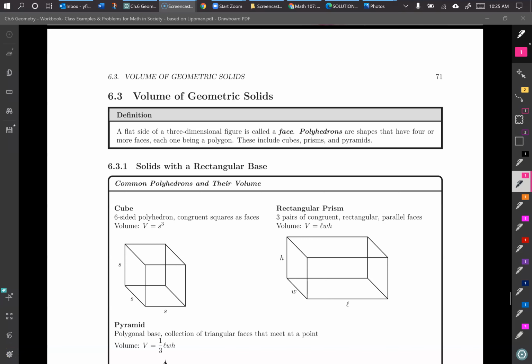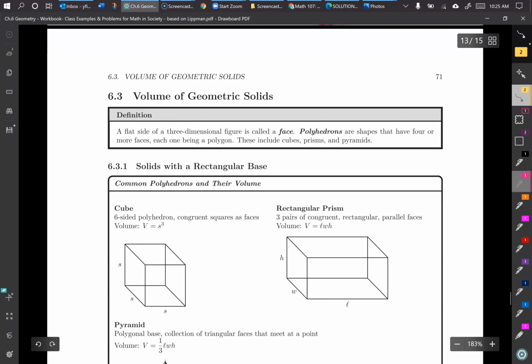Okay, this is part 4 of the geometry set of videos for Math 107. So we have volume of geometric solids. The definition is the flat side of a three-dimensional figure is called a face. Polyhedrons are shapes that have 4 or more faces, each one being a polygon. These include cubes, prisms, and pyramids.